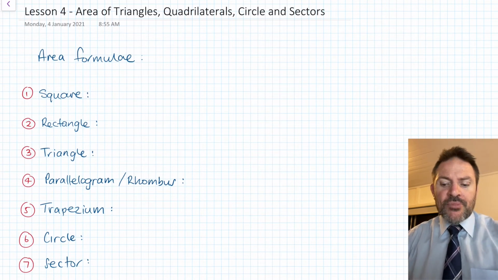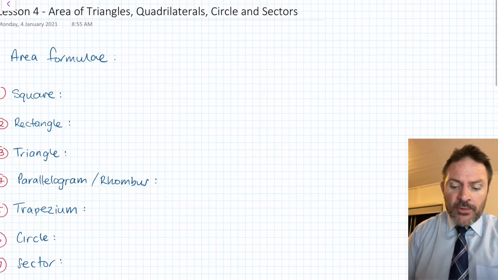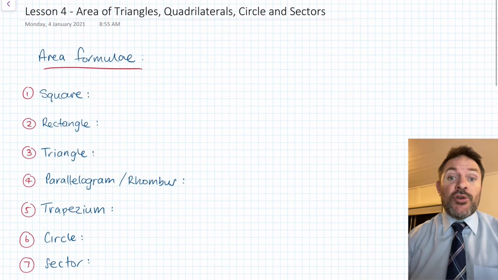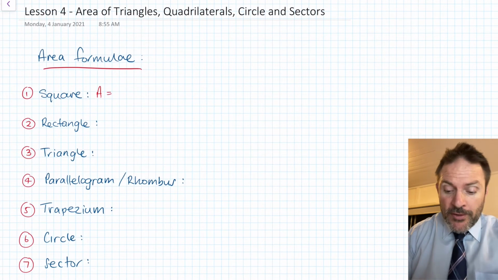Today we're looking at area of triangles, quadrilaterals, circles and sectors. So generally it's a review of your area formulas from year 7, 8 and 9. So your area formulas, let's go quickly through that. Hopefully you should know these formulas by now. If not, of course, then make sure you go home and learn them.